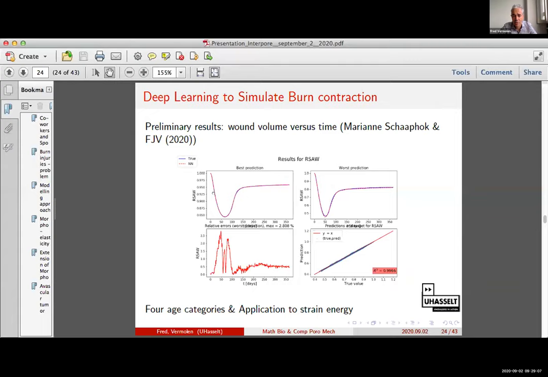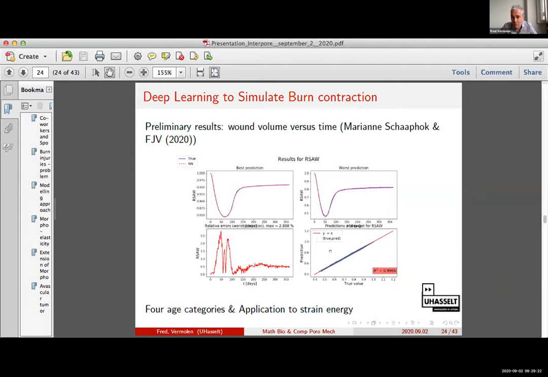So for instance, here you see a one-dimensional case. Here you can see the cross-sectional wound area as a function of time. This is a best case prediction. And here you see a worst case prediction. You can see that the predictions are pretty much okay. You also see the goodness of fit, which is very close to one.